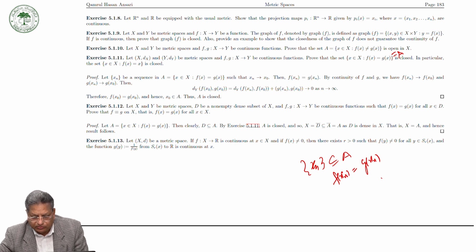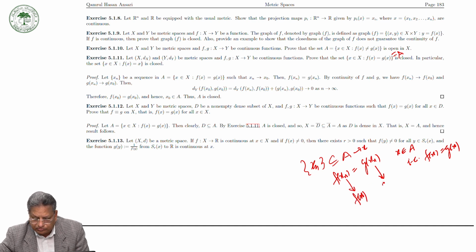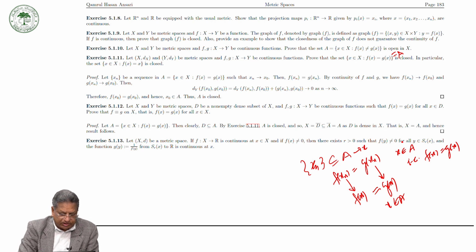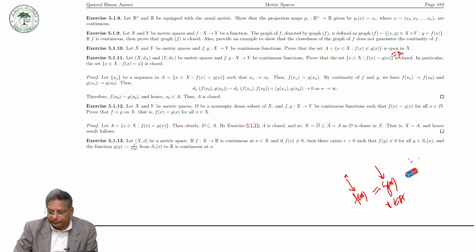But the function is continuous, and we consider this sequence xn converges to a point x, and we have to prove that x is in A, that is, we have to prove that f of x is equal to g of x. Because xn is in A, f of xn is equal to g of xn. But because the function is continuous, this converges to f of x, and this converges to g of x, and therefore they are equal, so x is in A, and therefore the set is a closed set. So this way you can prove.